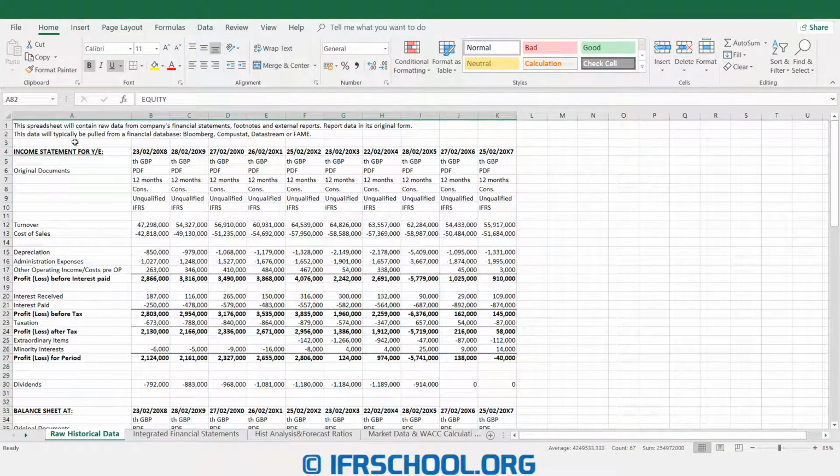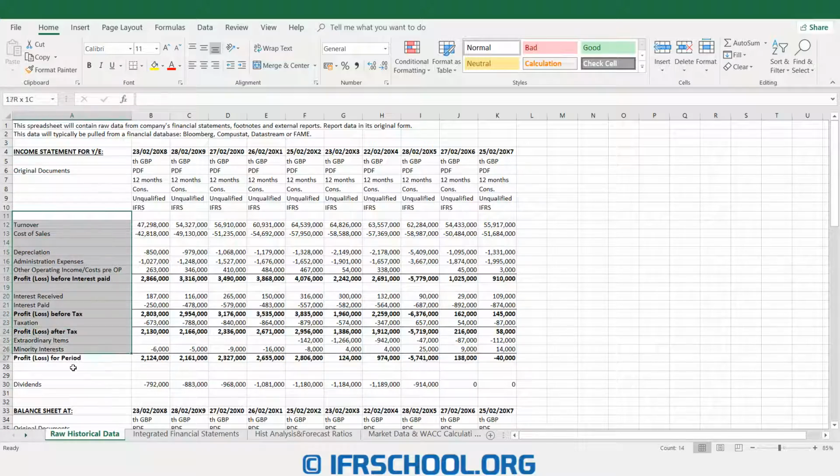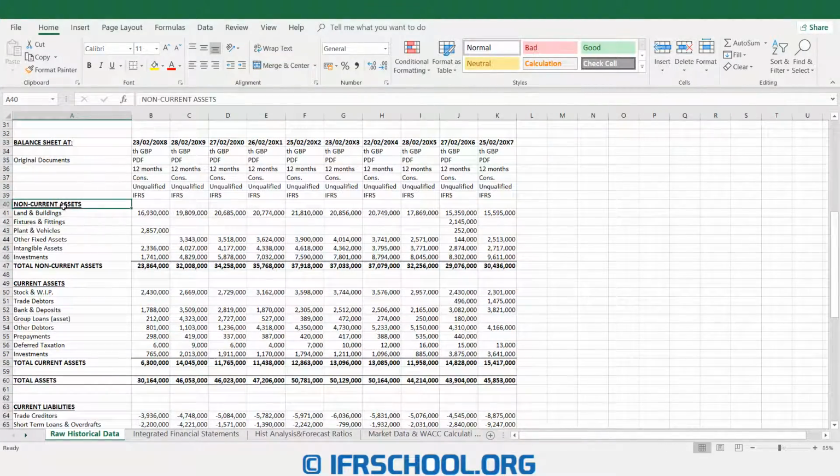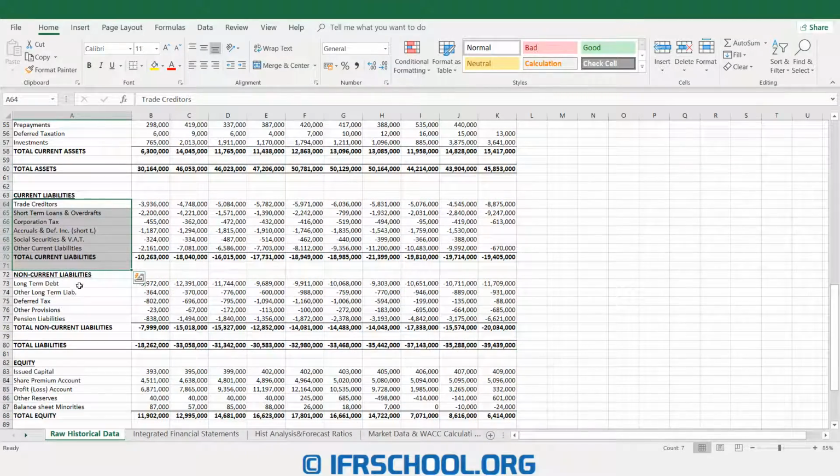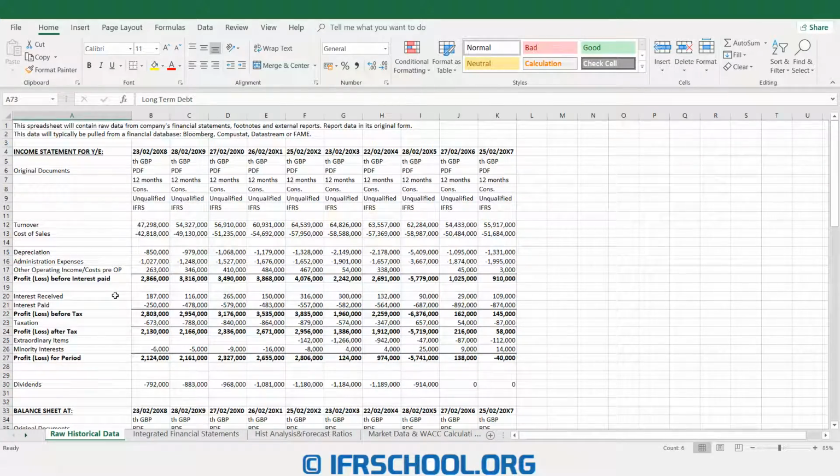In the next step, we will prepare integrated financial statements. We can see that the historical data includes many line items. We don't need this level of detail to perform the valuation. Next, we will condense the line items to prepare the integrated financial statements.